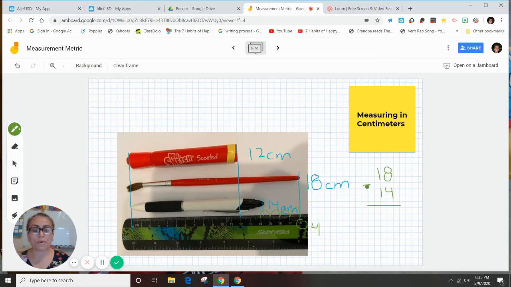But then when I do a subtraction, I'm going to do it from the ones place. Remember, 8 minus 4, that's 4. 1 minus 1, that's 0. So 4 and 4 are the same, right? Now I know that my difference is, the paintbrush is 4 centimeters longer than the pen. Again, up to this point, both of them are 14.